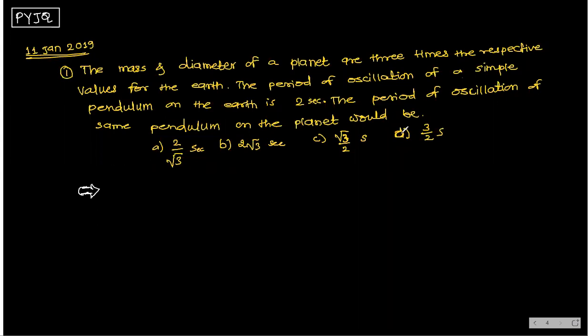You see, solve it properly. Okay. I will give a hint. The mass and diameter of the planet are 3 times the respective values for the Earth. So what does this mean? First, you are having two things. This is one planet.